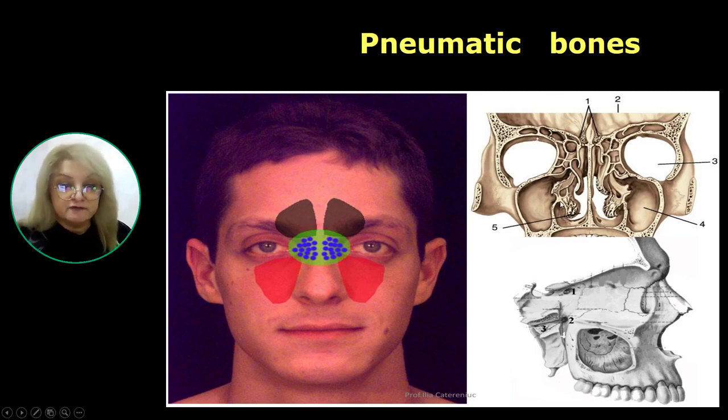Pneumatic bones that have air inside are connected with each other. For example, here you can see a section made from the inside, and I'm showing you with an arrow the cells of the ethmoid bones and the frontal sinus, which will be above, and on the sides there are maxillary sinuses, and all of them are joined. They all open into the middle nasal passage called the middle nasal meatus.